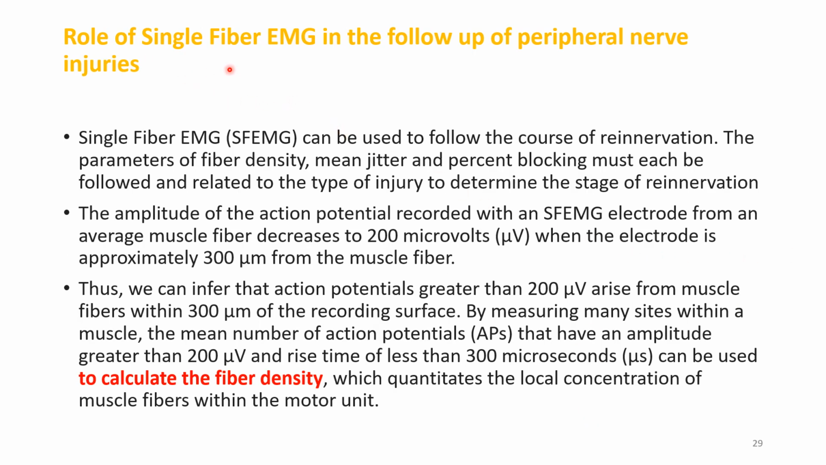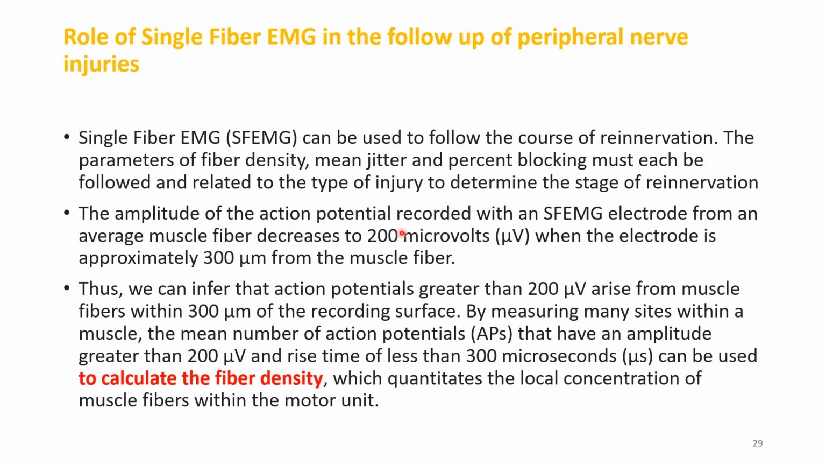Now coming to the role of single fiber EMG in the follow-up of peripheral nerve injuries. So this single fiber EMG can be used to follow the course of reinnervation. So the parameters we should see are fiber density, mean jitter value, and percent blocking. All this we will see and determine the stage of reinnervation.